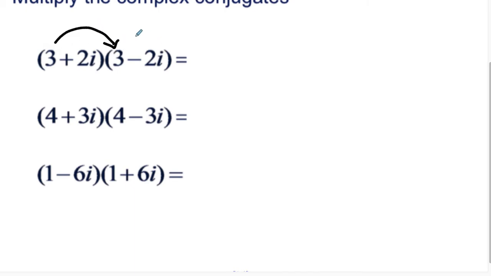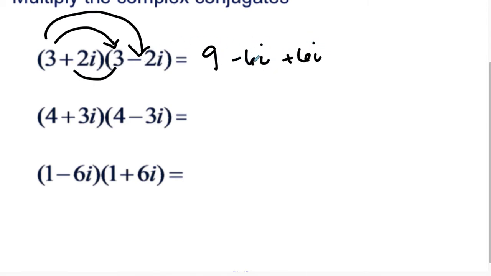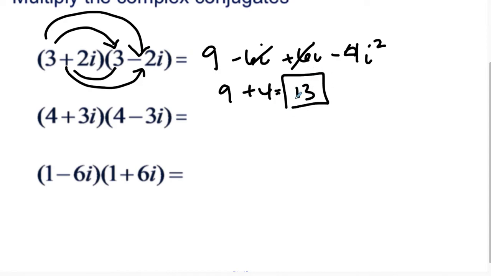And you'll notice that every single time you FOIL out conjugates, it ends up being a real number because 3 times 3 is 9, okay? And then this is going to end up being a negative 6i, and the middle term will end up canceling out with the previous term, and then the last term will end up being a real number because that's going to end up being a negative 4i squared, okay? The point I'm making is when these two cancel out, you're left with a real number. So you're left with 9 plus 4, which is equivalent to 13, all right, which is a real number.